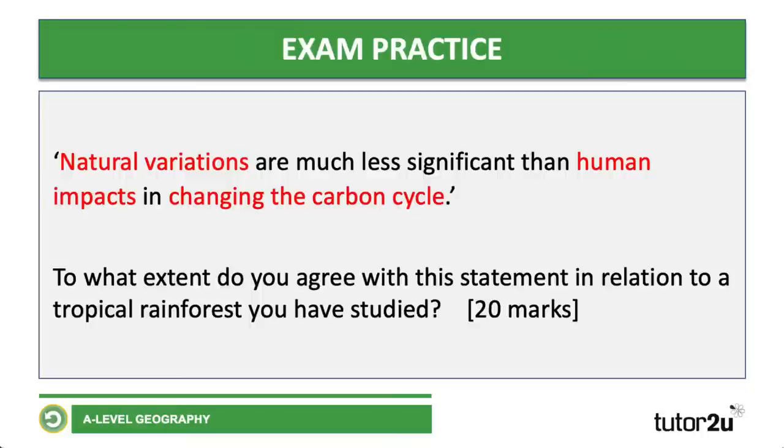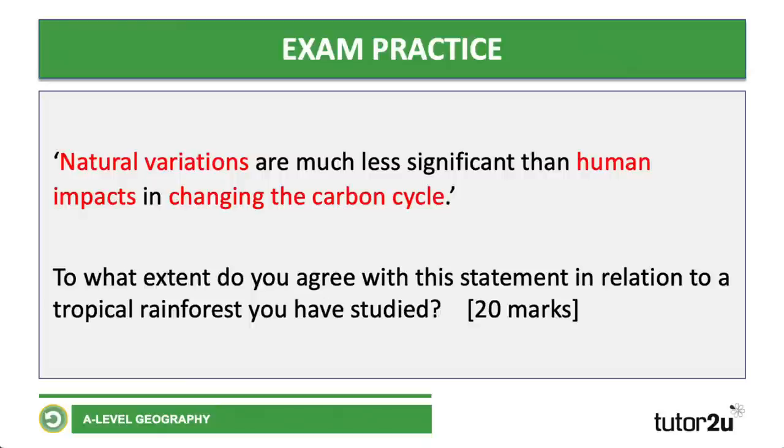So moving on then to look at the first bit of the question. We know we're talking about to what extent do we agree with this statement, but what do we need to consider? So it's talking about natural variations. We already had a little look at natural variations, so thinking about things like wildfires and volcanic activity. And then it's saying they are much less significant than human impacts.